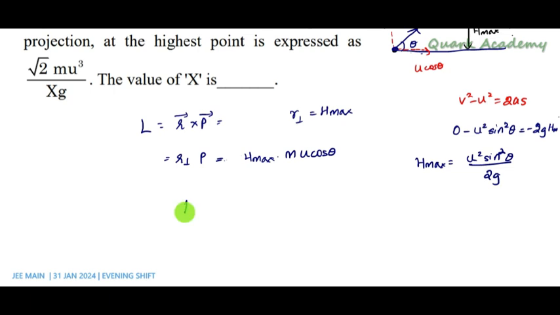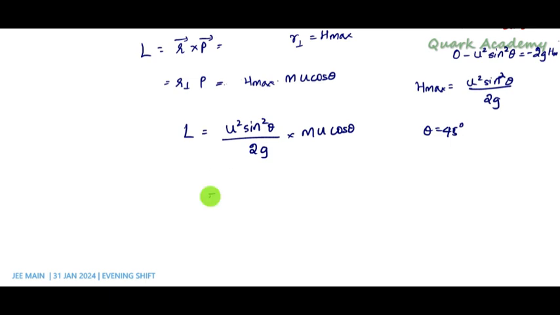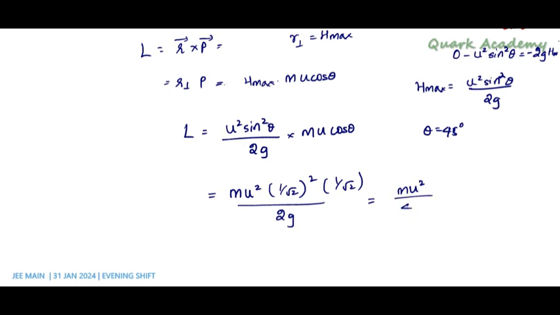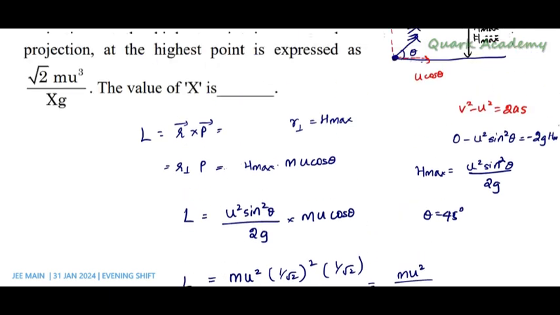So we can substitute everything to find the angular momentum, that is u squared sine squared theta divided by 2g into m u cos theta. And we know theta is 45 degrees, which is given in the question. So cos 45 and sine 45 are equal to 1 by root 2. So I can write this as m u squared, 1 by root 2 squared, whole divided by 2g. So what do we get? m u squared divided by 4 root 2 g. This is the angular momentum in the question.